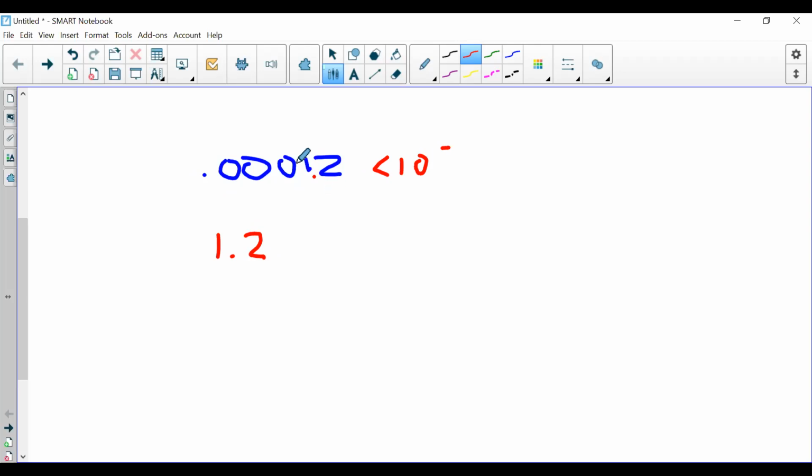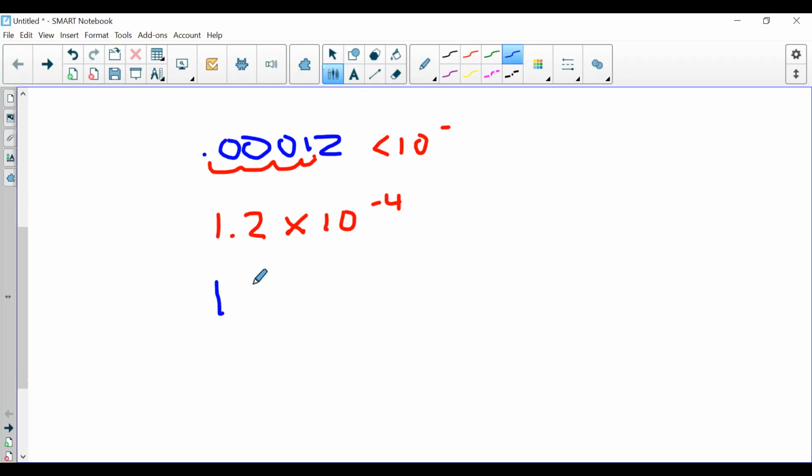All right, now what's our negative exponent? We're going to have to count jumps. So that's going to be 1, 2, 3, 4. So it's going to be times 10 to the negative 4. All right, let's try that next number that they give us. All right, we've got 1,000. Let's try out 1,000.